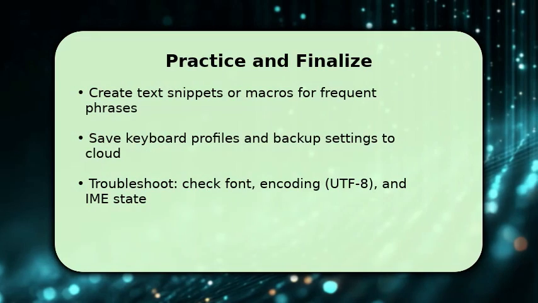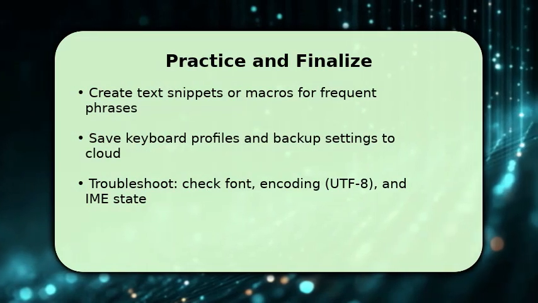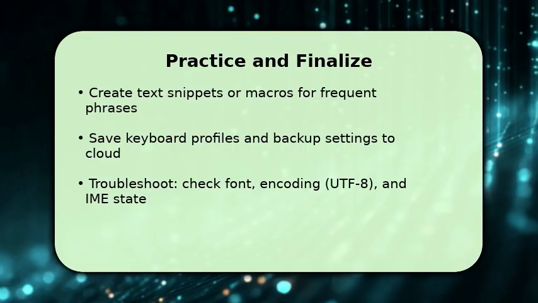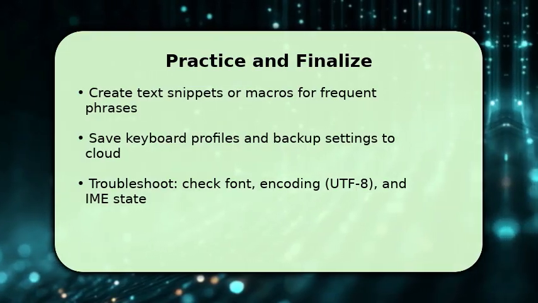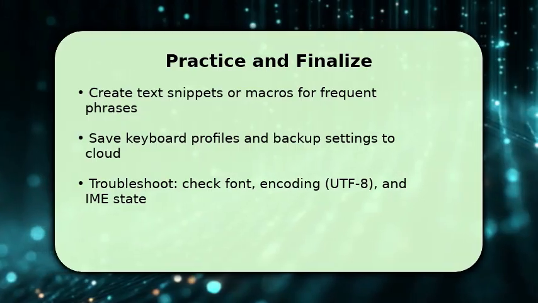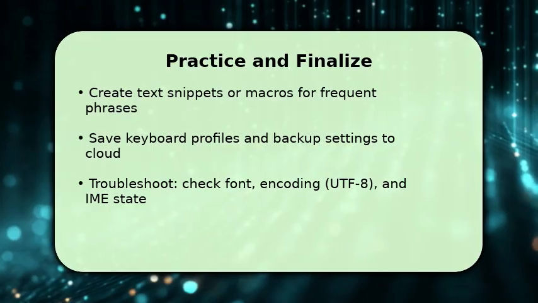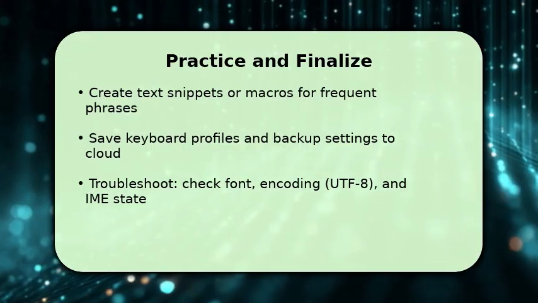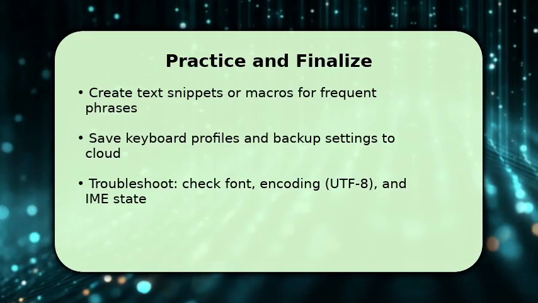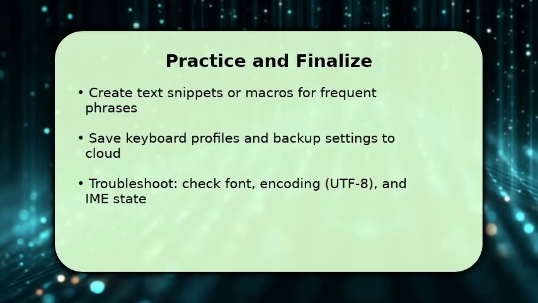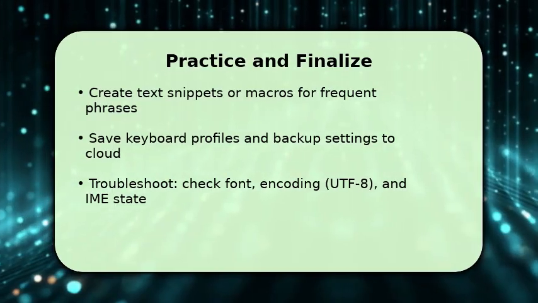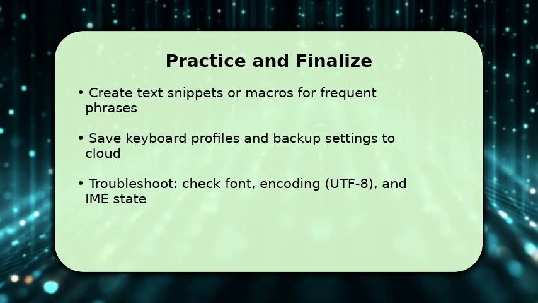Create snippets for repeated phrases, map shortcuts, and save a keyboard profile so you can restore settings quickly. Practice with short messages and correct predictive suggestions to train muscle memory. This is how speed improves. Make sure file encoding is UTF-8 and fonts remain active so characters don't break. If things go wrong, restart the IME and reselect the language. If that fails, confirm the font and encoding before deeper troubleshooting.